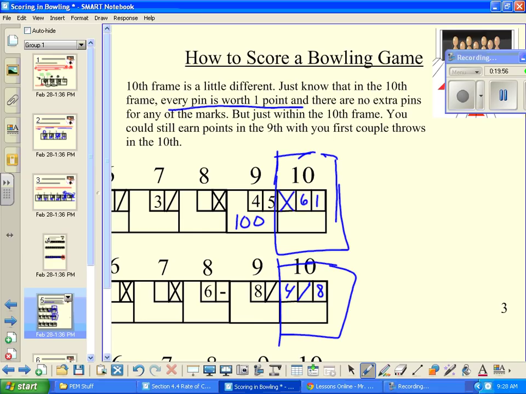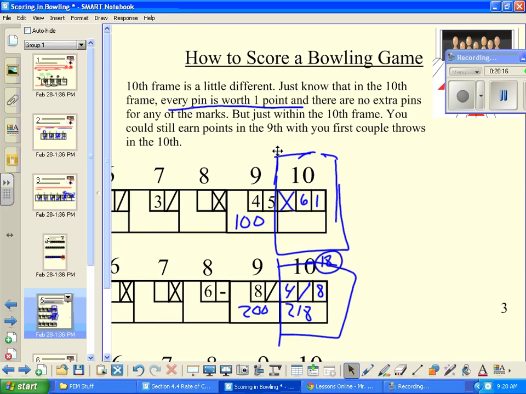So what I would ask you, if you're trying to figure out the 10th frame, is how many pins did you knock down in that 10th frame? Well, 4, and then the remaining 6 plus 8, so you knock down 18 pins in that frame. So that's what you would add to your score. If you had, let's say, 200 coming into that frame, then 200 plus 18, you'd have 218.